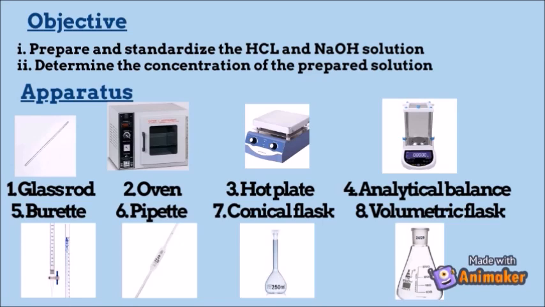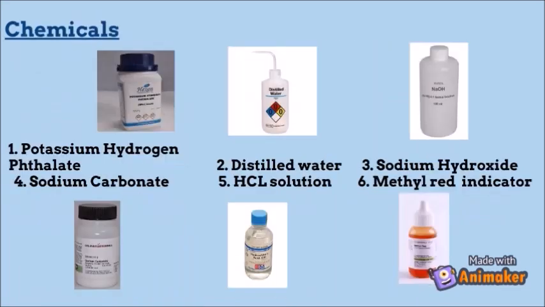Apparatus: glass rod, oven, hot plate, analytical balance, burette, pipette, conical flask, volumetric flask. Chemicals: potassium hydrogen phthalate, distilled water, sodium hydroxide, sodium carbonate, hydrochloric acid, methyl red indicator.